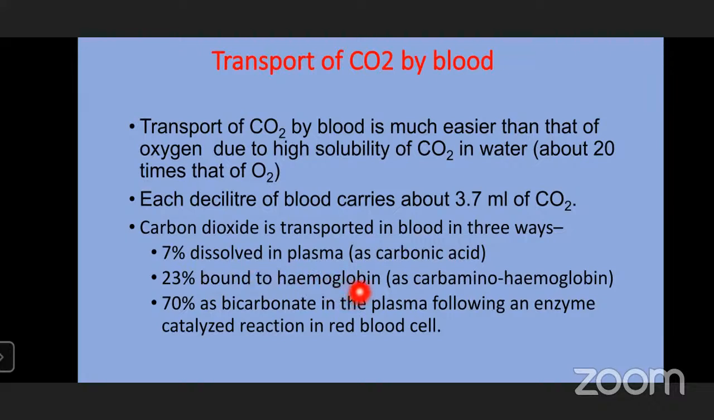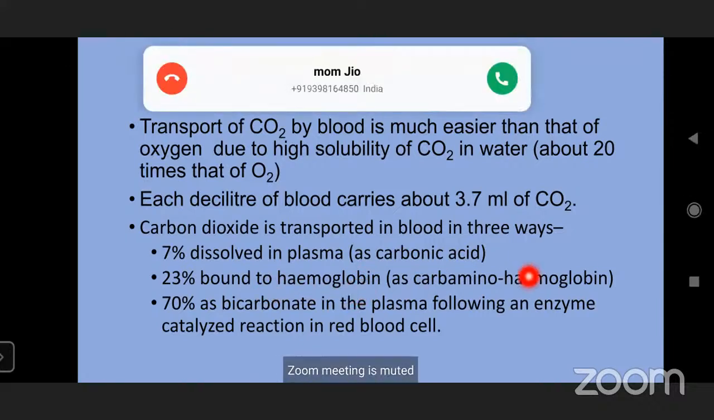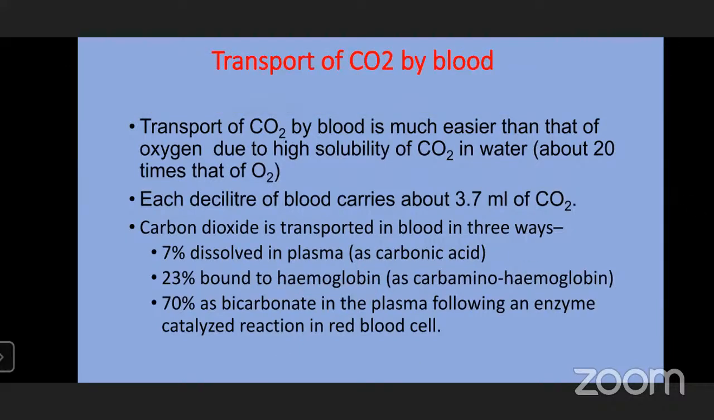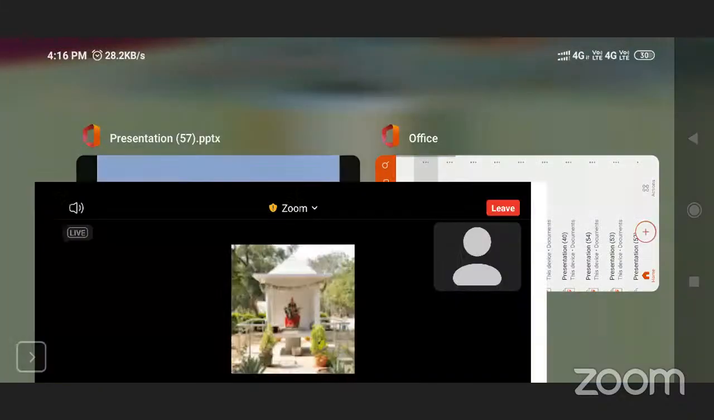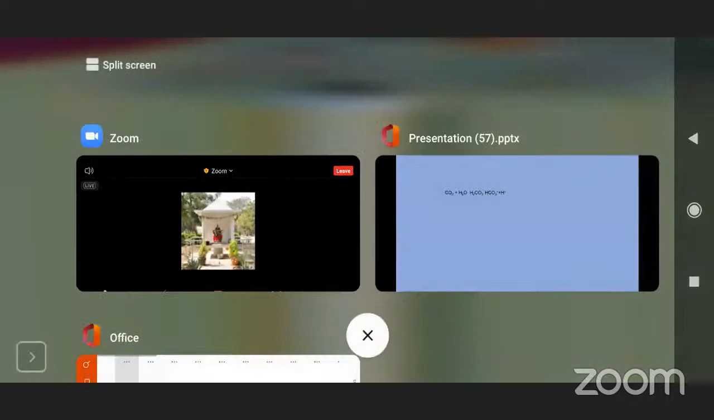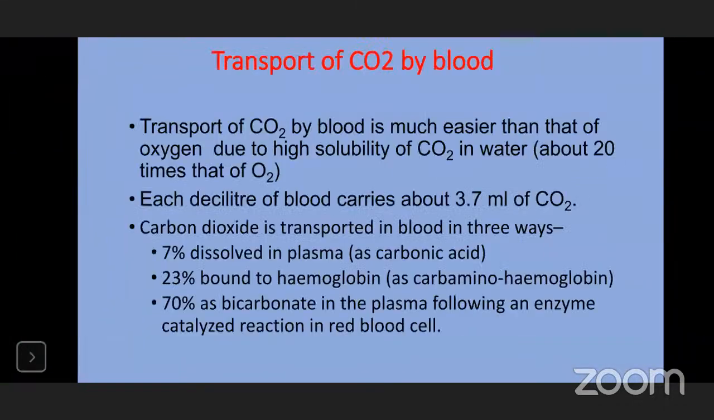So 23% of the carbon dioxide is bound in the hemoglobin, transported in the form of carbamino hemoglobin, and 70% as bicarbonates in the plasma following an enzyme catalyzed reaction in the red blood cells. So these are the 3 methods by which the carbon dioxide is transported.